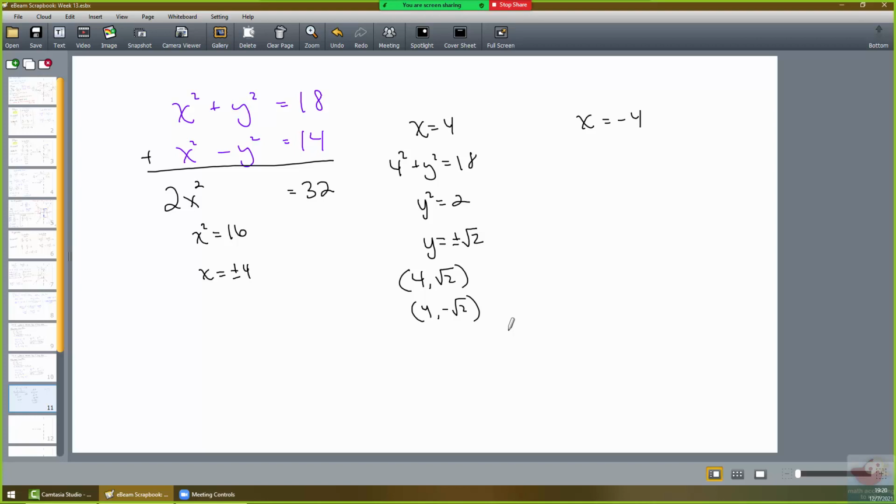We might go over by a couple minutes. Same deal, put in negative 4 for x. Negative 4 quantity squared is also 16. Bringing that over, you get 2 again. So you again get plus or minus the square root of 2. But these occurred because x was negative 4.